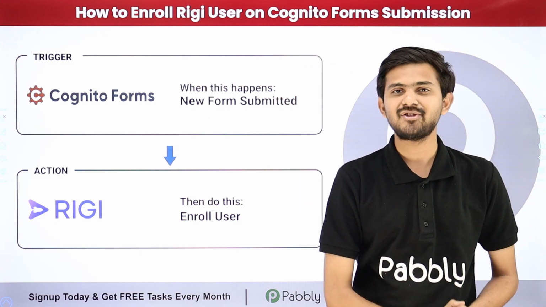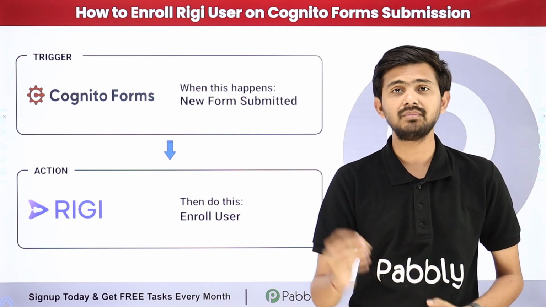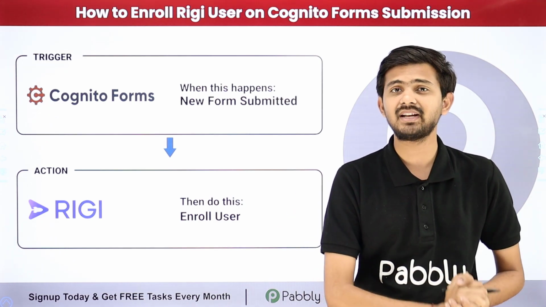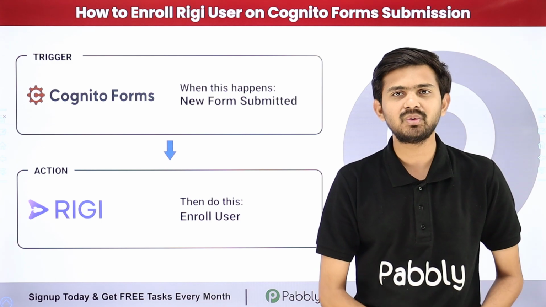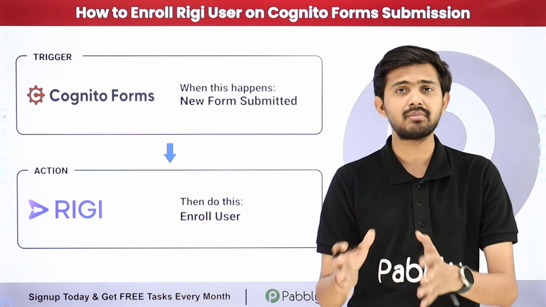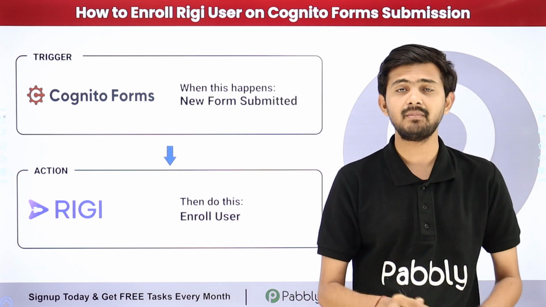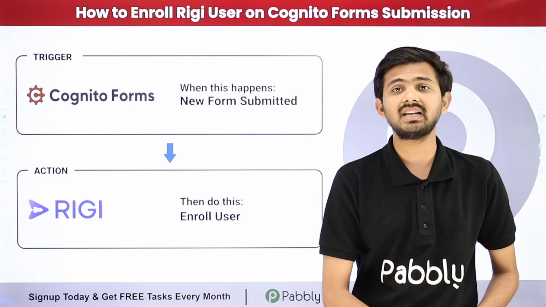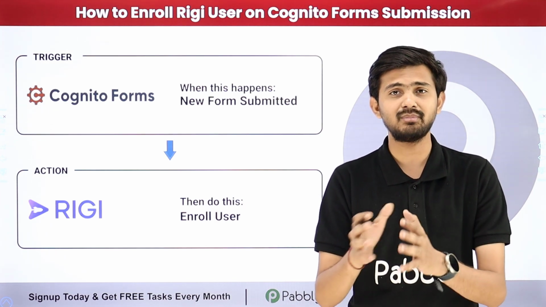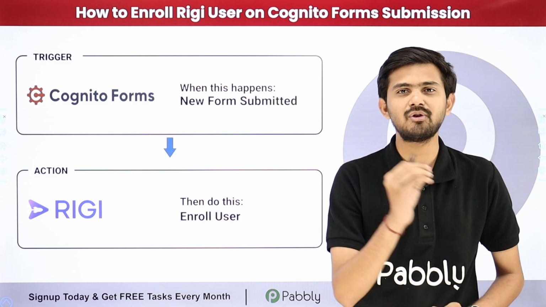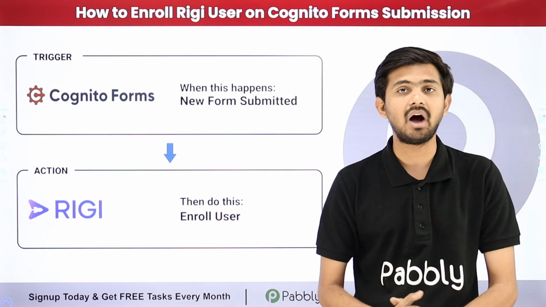So I'm an online educator, and by using Cognito Forms, I've created some sign-up forms for my courses. Now what I want to do is that whenever I receive a new form submission or a new sign-up for my course, I want to automatically use all the details of that form submission to enroll my user in my Rigi account.